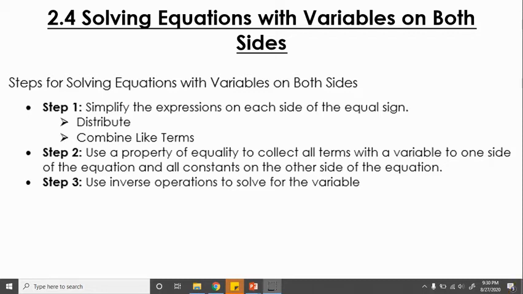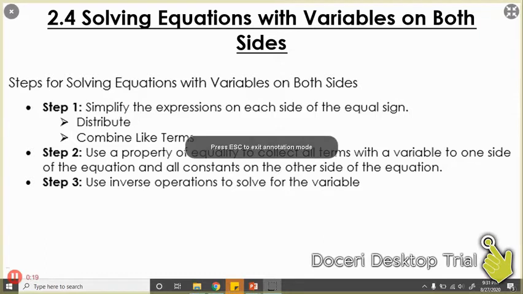Today's lesson is 2.4, solving equations with variables on both sides. In order to solve an equation with variables on both sides, we have to first make sure that on each side of the equal sign, the expressions are simplified. And what we mean by that is we're going to look to see if we can use our distributive property.